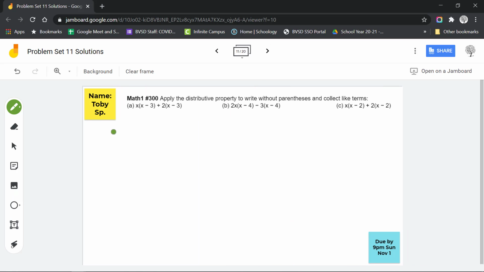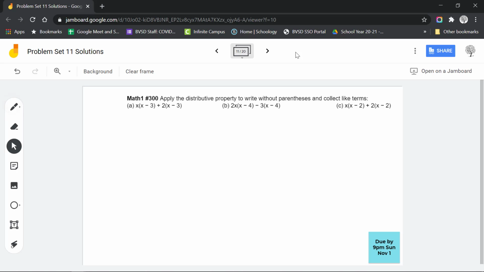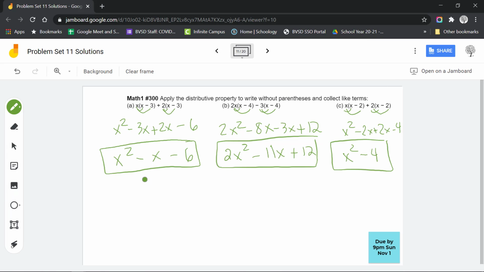Okay, on this one, you're really just doing the distributive property. Just make sure that you're really careful as you're doing it with the x squareds and with the negative signs. So just check and make sure that you've got all your signs right. You combine like terms and all that good stuff.